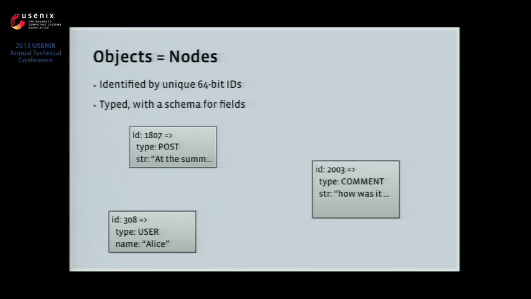So the model is, we call it objects and associations, but objects are just nodes and associations are just edges. The objects are identified by globally unique 64-bit IDs. So you don't have to know what the type of a node is in order to find it. Once you look up the object, the type gives you a schema, but the ID stands alone.